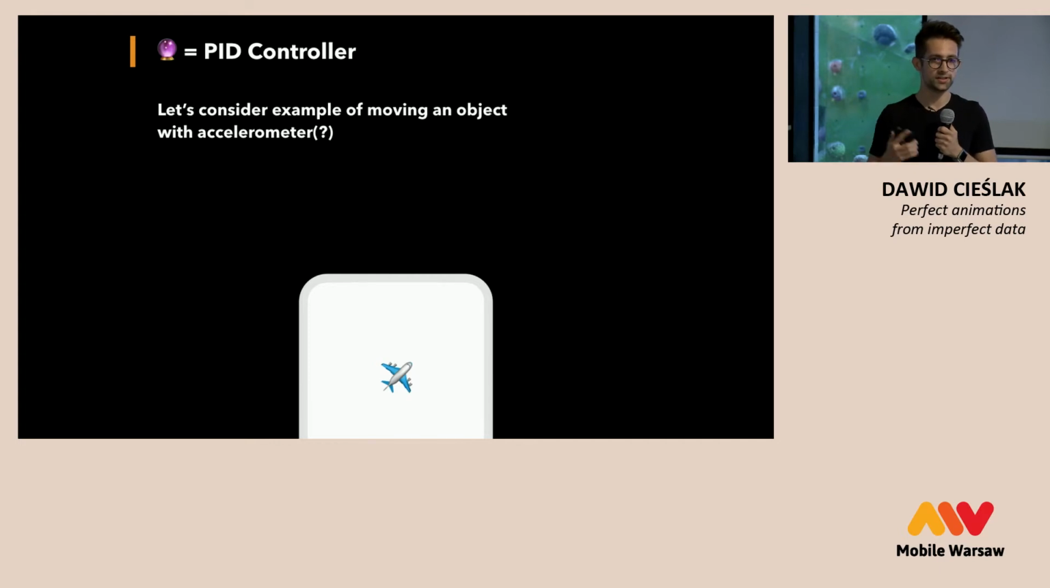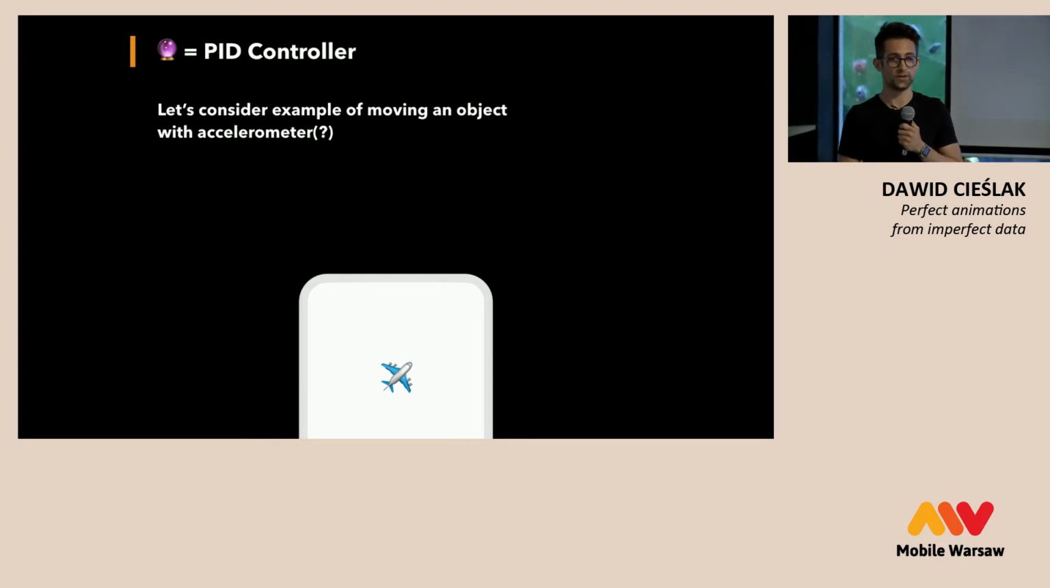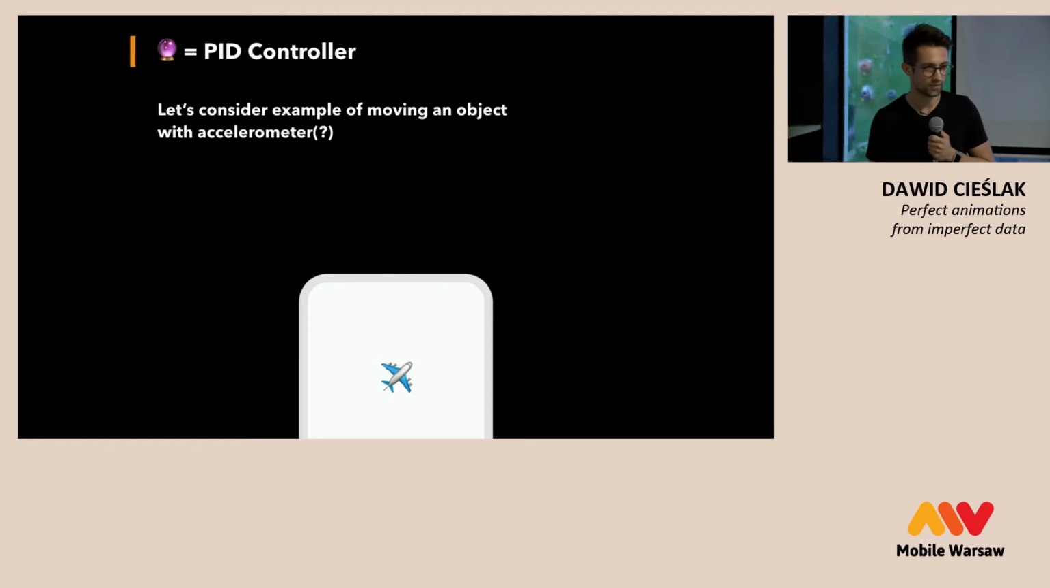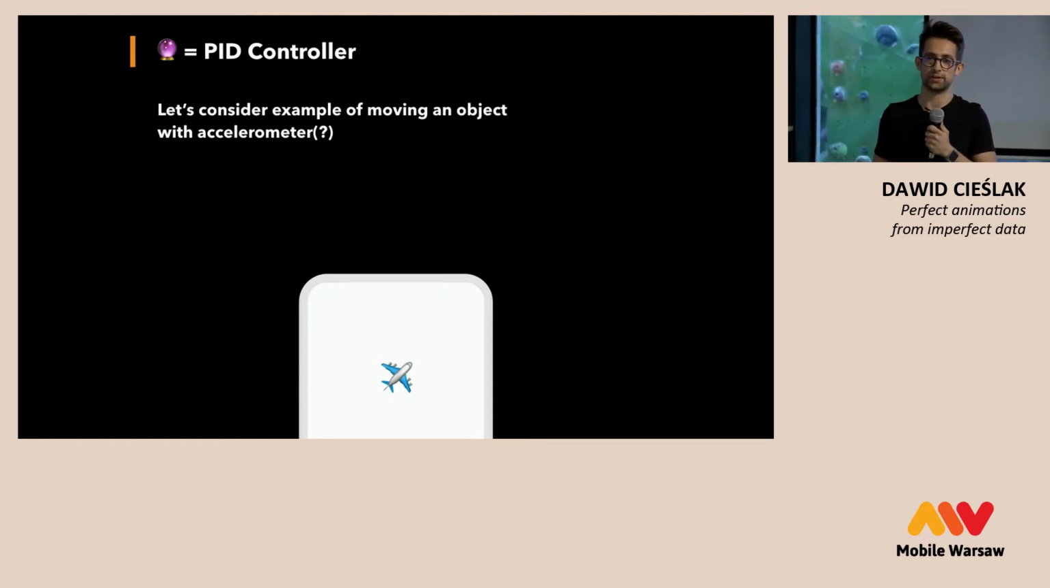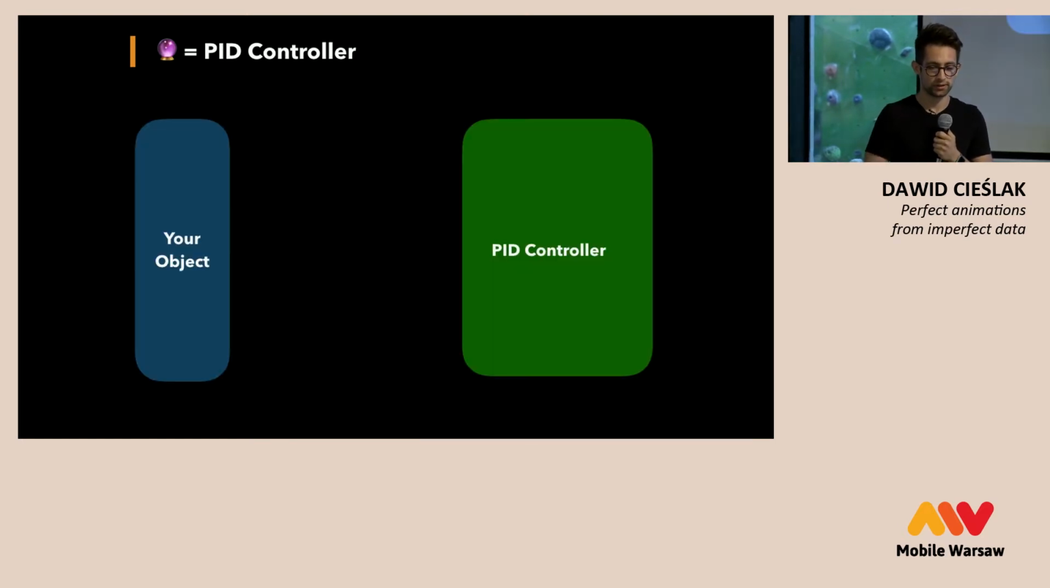So if we consider the example of, again, moving the object with an accelerometer, actually it doesn't have to be an accelerometer. Maybe you can just use any kind of sensor you like. The crucial thing is that it changes, and we cannot predict new values, and we have to react to these new values by moving an object and doing some visual effect.